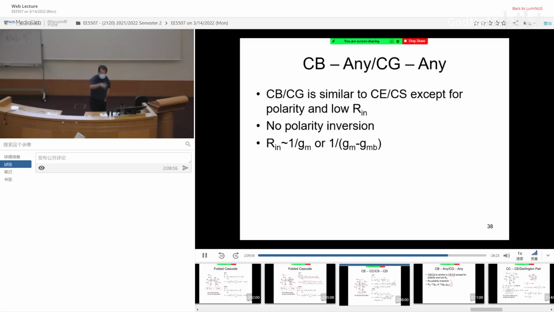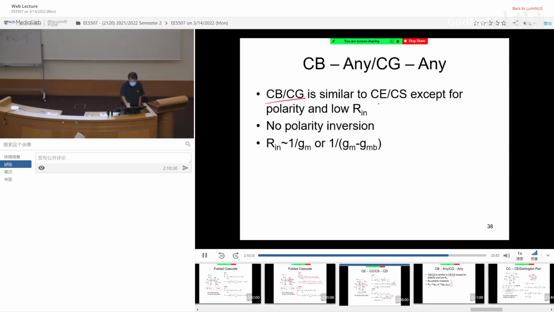So now we have looked at the first stage being common emitter. How about first stage being common base? In fact, we notice common emitter and common base are very similar. They only differ by two characteristics. One is gain inversion. So one has negative gain, the other has positive gain. Second, input resistance. Common emitter has moderate input resistance. Common base has low input resistance. That's it. So in fact, we don't have to analyze anything, right?